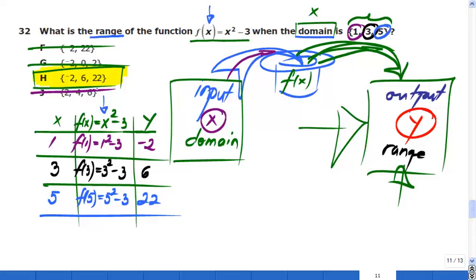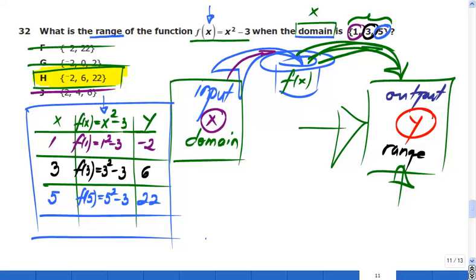These are the outputs for every input that I'm using. 1, 3, 5. They come outside after f of x transformation as -2, 6, and 22. And I hope you guys got it. Okay, this is a way in which you can find your range for a given domain of a function, right?